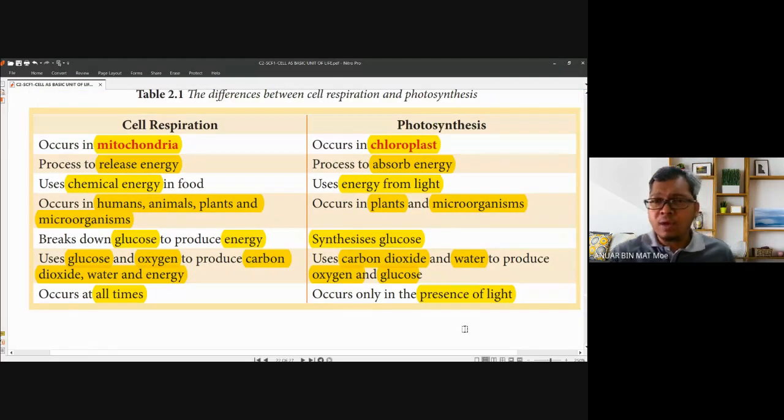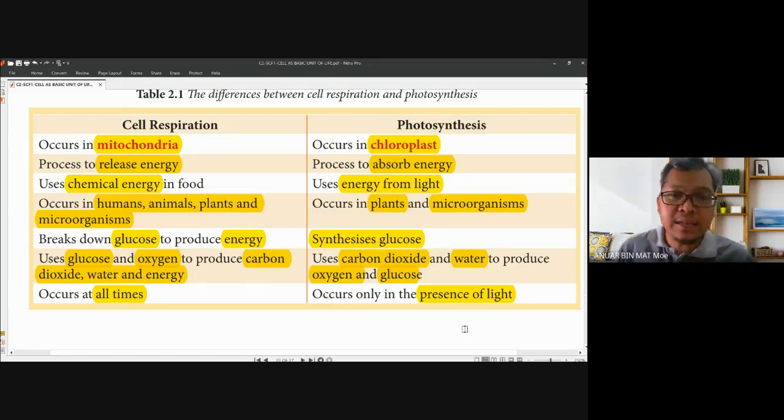Okay. Can you understand the two very important processes in the cell? Okay, cell respiration and photosynthesis. Any question? No. No question, yeah?